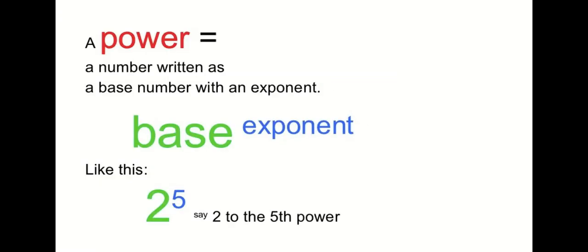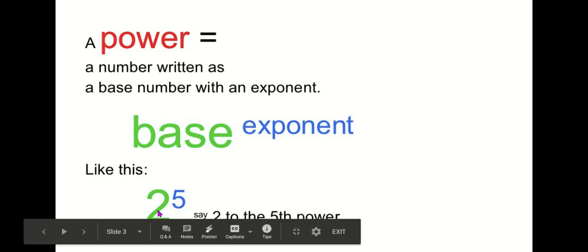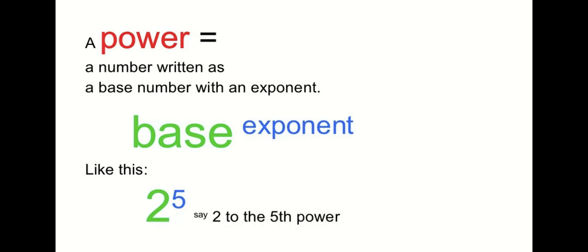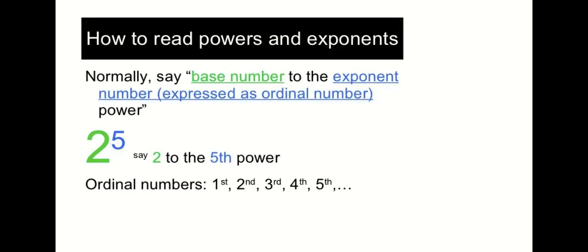So a power is a number written as a base number with an exponent. So when we see our example here, the 2 is the base and the 5 is the exponent. And the way that we say it is we say 2 to the 5th power. How do we read powers and exponents? Normally we say whatever that base number, like 2, to the whatever the exponent number is, expressed as an ordinal number. Now, ordinal numbers are like first, second, third, fourth, or fifth. So we would say 2 to the 5th power.